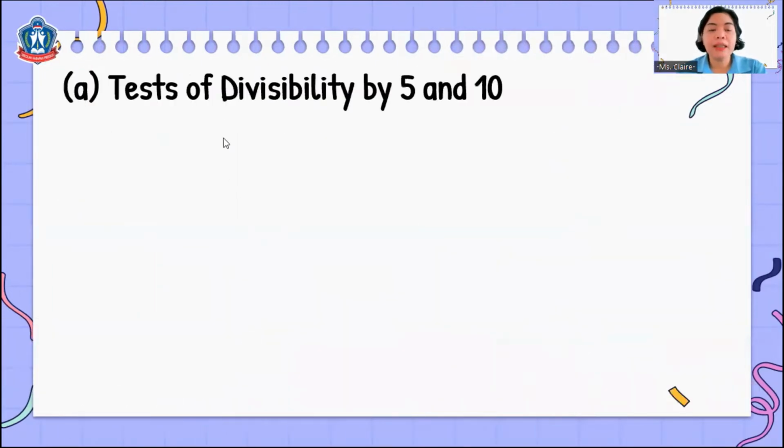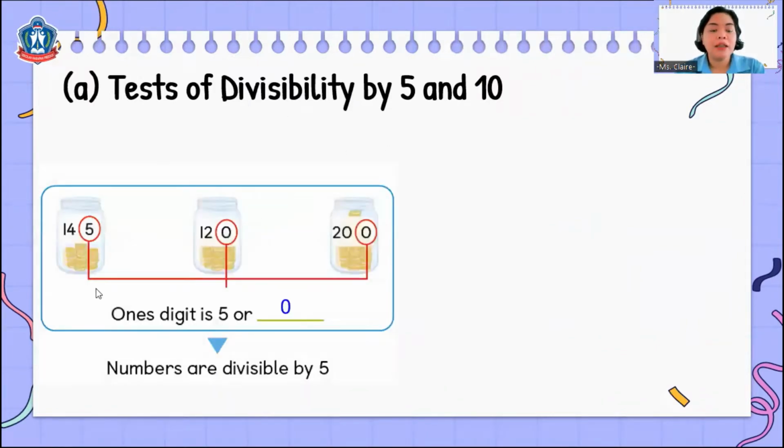Another, let's try to find the test of divisibility by 5 and 10. So look at this number. It ends with 5, 0, and 0. So if the ones digit is 5 or 0, they are divisible by 5. So 145 can be divided by 5, 120 can be divided by 5, and 200 can also be divided by 5.